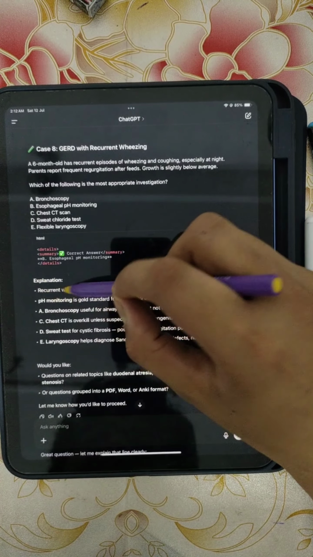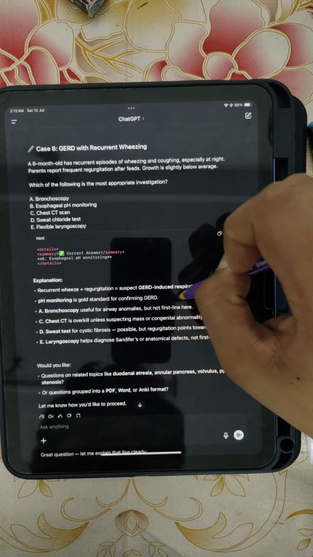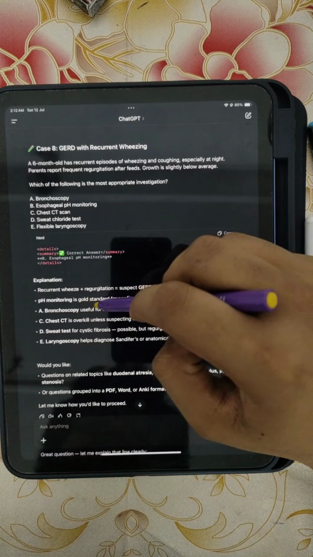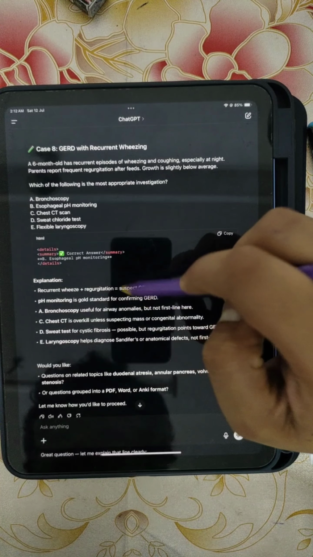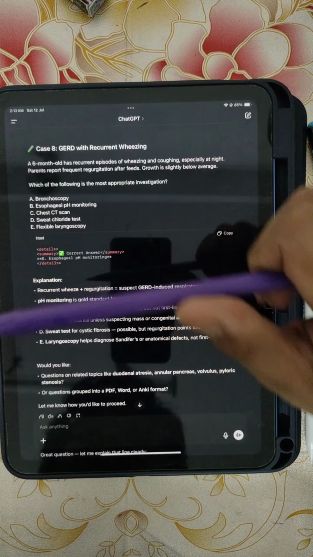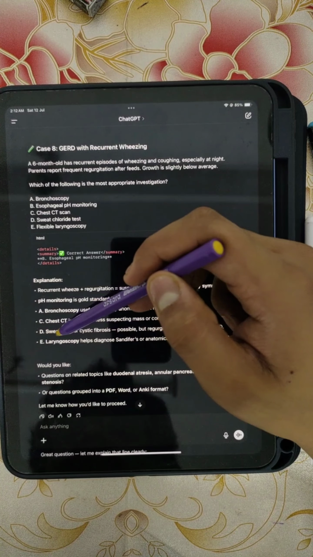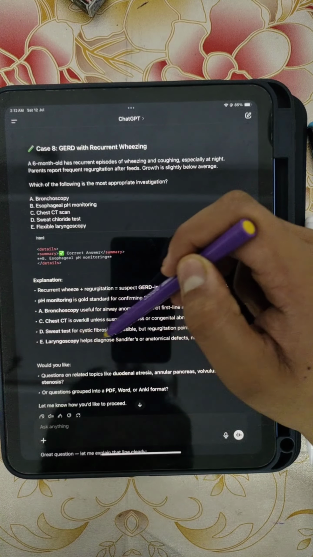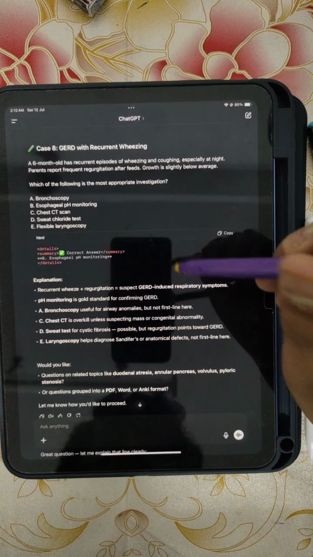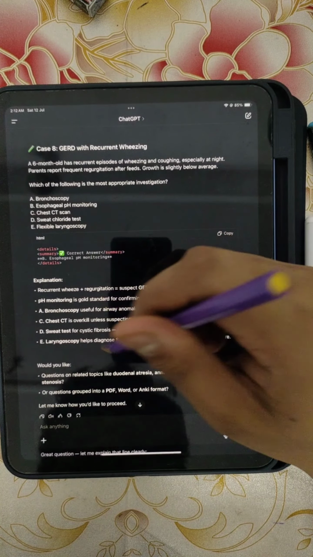Recurrent wheeze and regurgitation make us suspect GERD-induced respiratory symptoms. pH monitoring is the gold standard for confirming GERD. Bronchoscopy is useful for airway anomalies, but not first line here. Chest CT is overkill. Sweat test is in case of cystic fibrosis, but it is not in here.